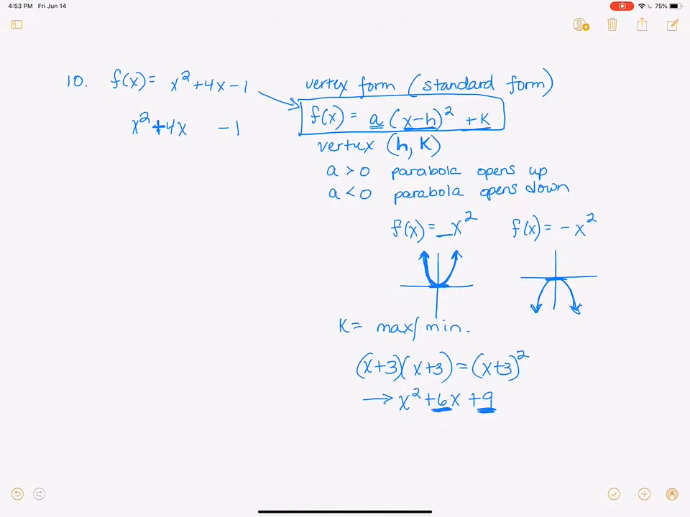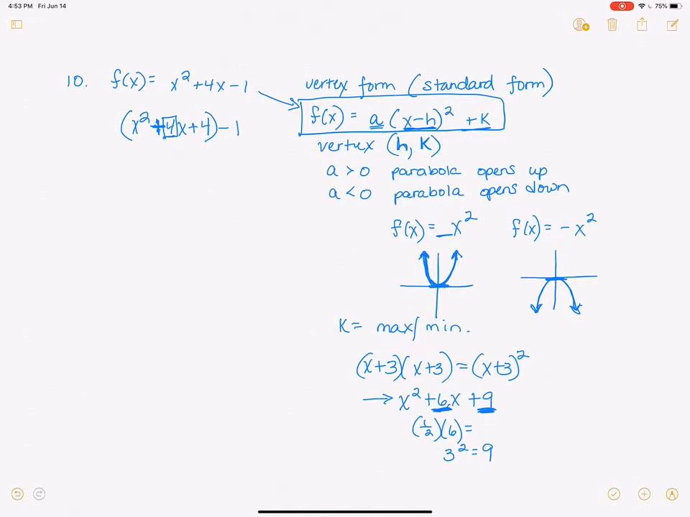Alright, if I take half of this number, half of 6, and I square it, so half of 6 is 3, and then I square it, that equals 9. Alright, that's what I'm trying to do up here. If I take half of 4 and square it, I get 4. So I get half of 4, which is 2, and square it. That's what I'm going to add to make this thing a perfect square trinomial.